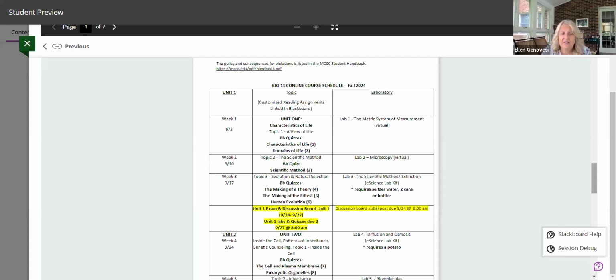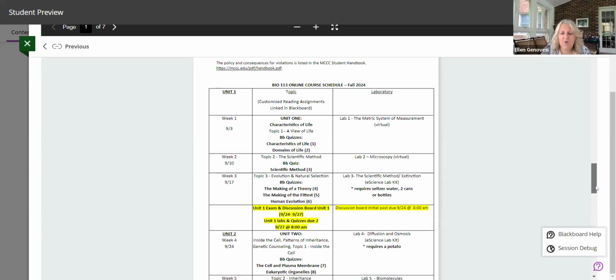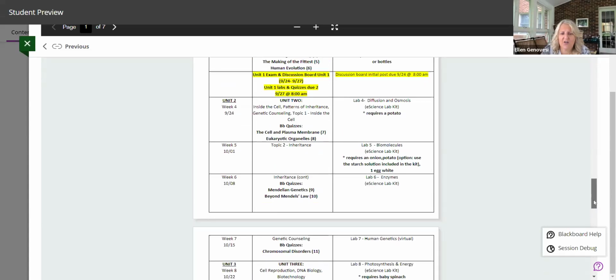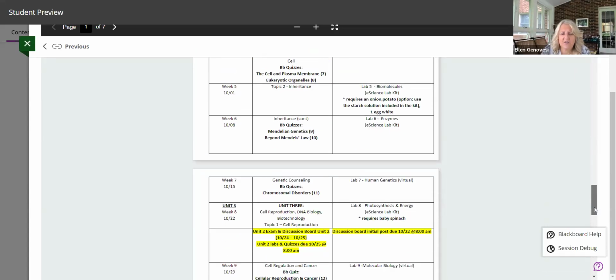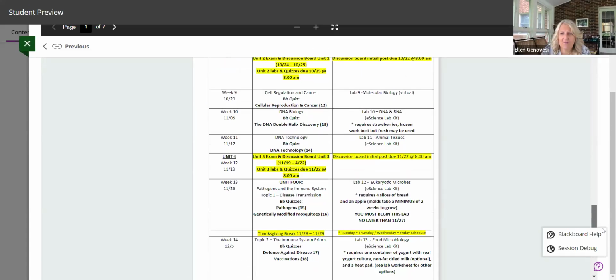So I had a student who waited until the last minute, trying to do the DNA extraction lab. At 11 o'clock at night, he realized he needed strawberries. He couldn't complete the assignment, right? So it's kind of important that you look through and see the materials, right, that you need to complete your labs.